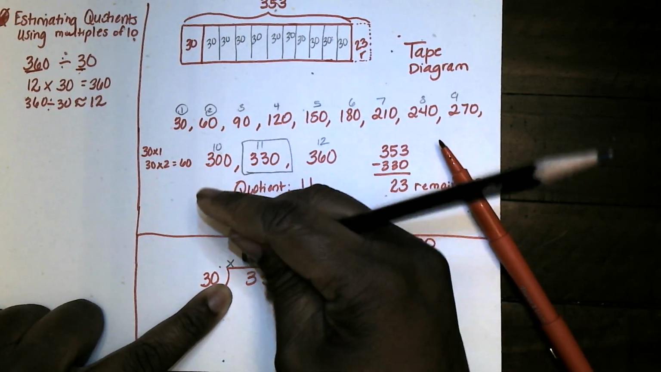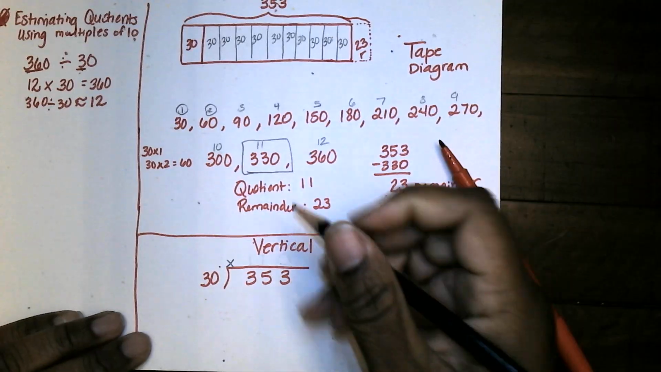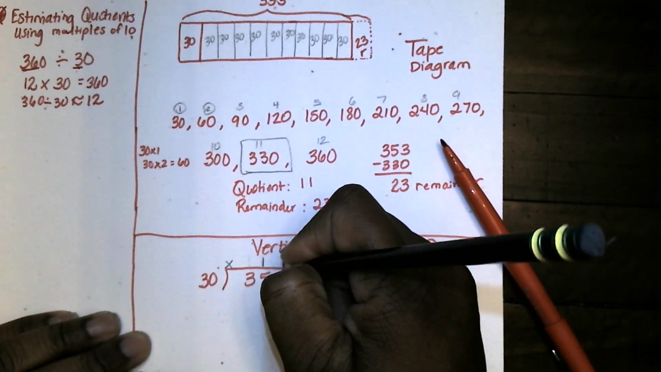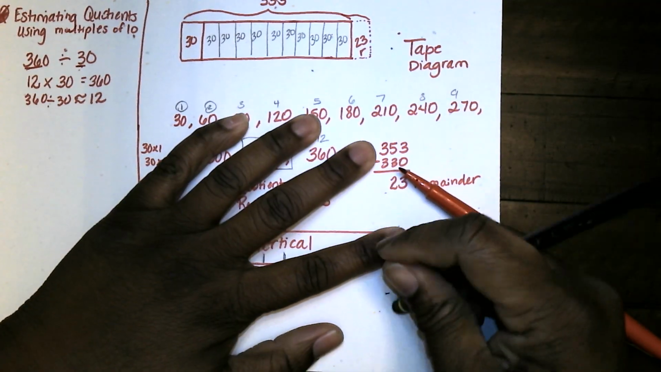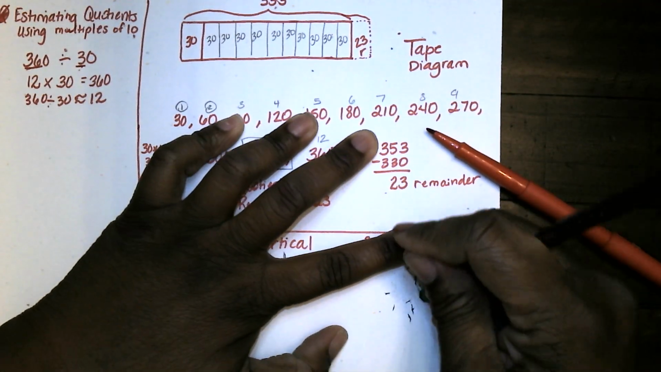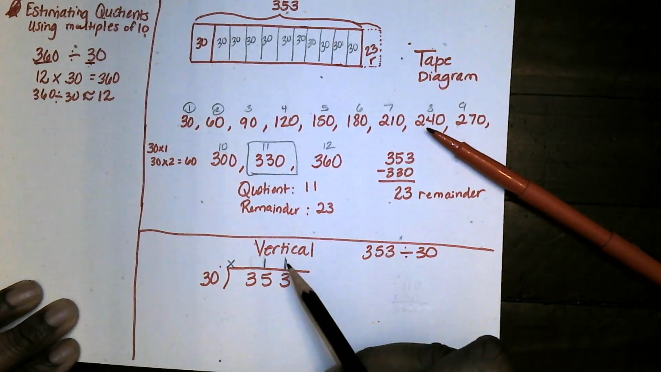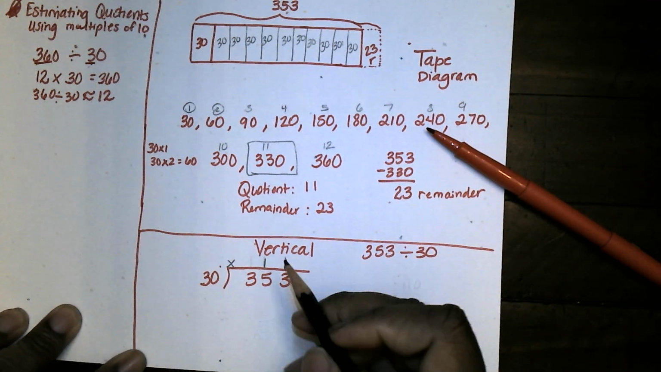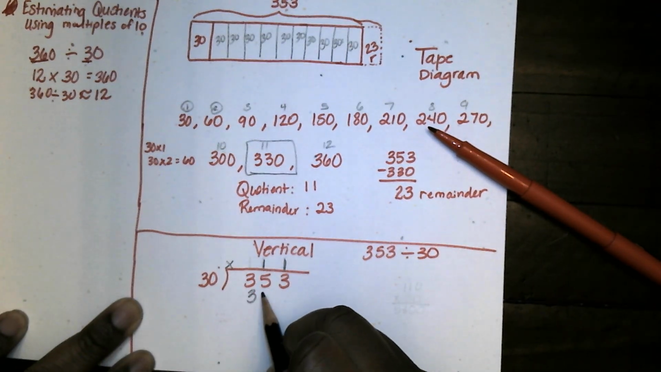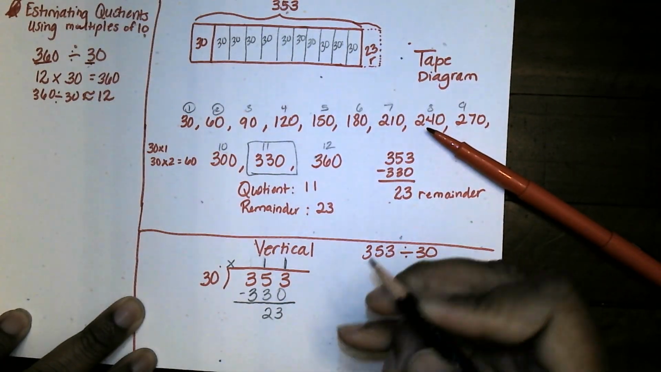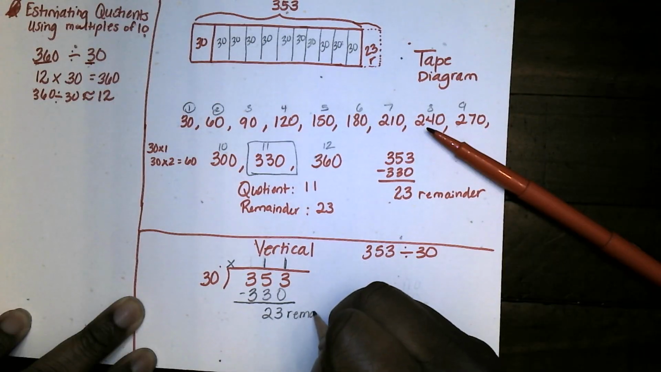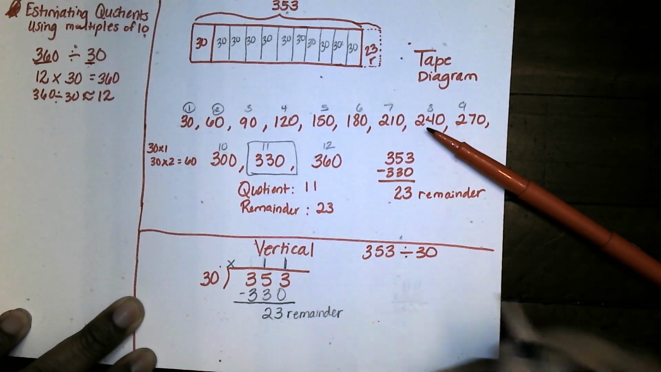So I talked to the kids about how to make sure their numbers are in the right position, okay? So in the tens place and ones place, so it depends on what your quotient is. So 11 is our quotient. 11 times 30 is 330, and we subtract like we did before and see that we have 23 as our remainder.